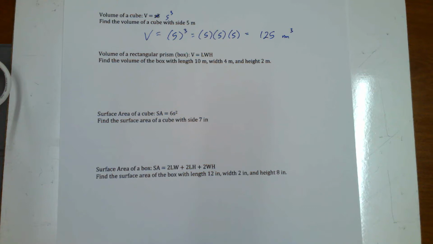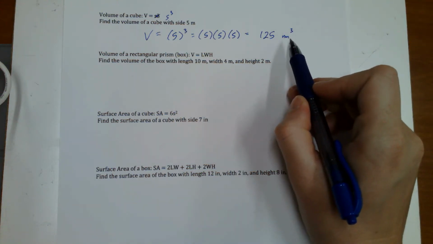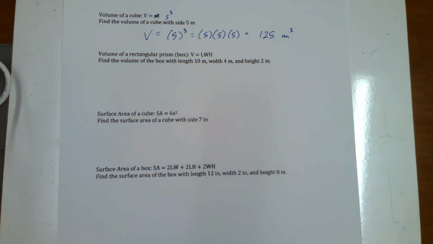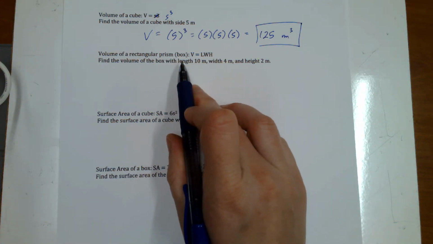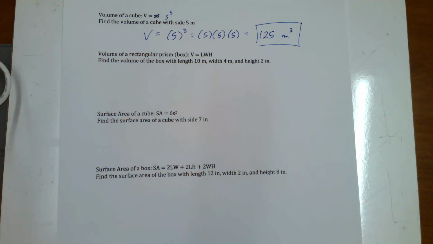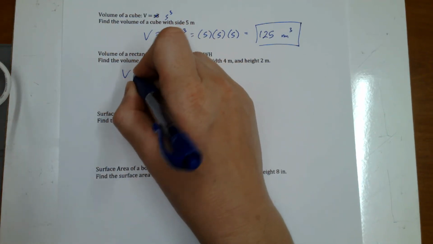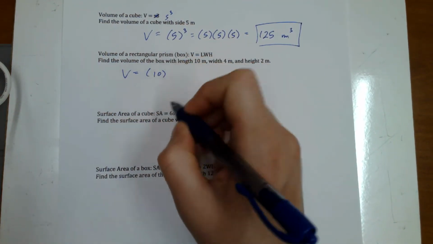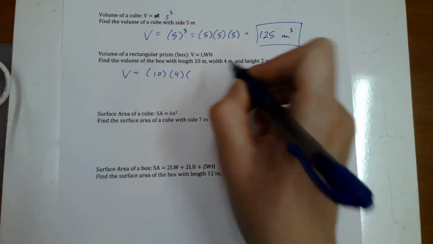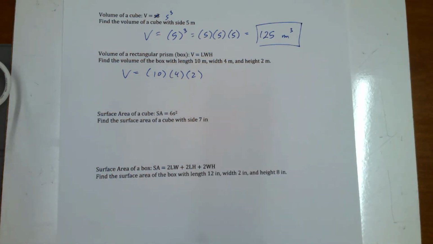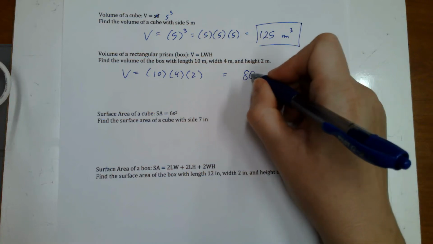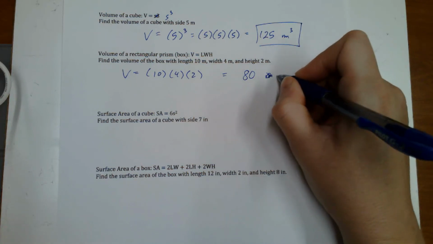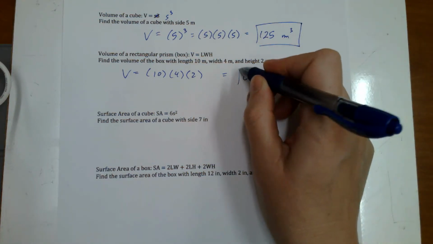Remember, area, we always had a square dimension. Since volume is 3-dimensional, I'm going to write that as meters cubed. The other formula that we will need to know is the formula for a rectangular prism or box, which is length times width times height. So here we are given those. So my length here is 10, my width is 4, and my height is 2. So if I multiply all of those together, here I am going to get 80. And whoops, that is meters cubed.